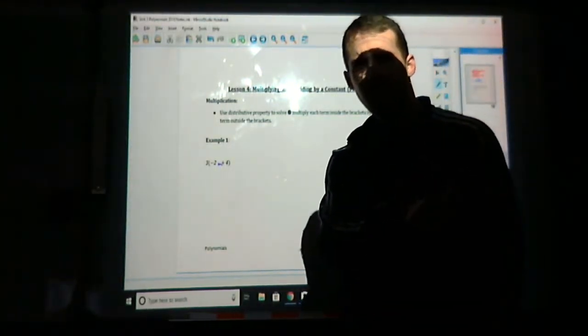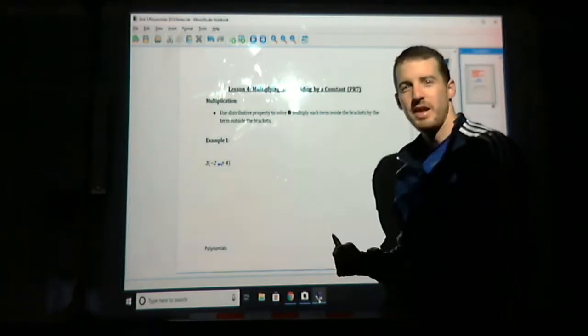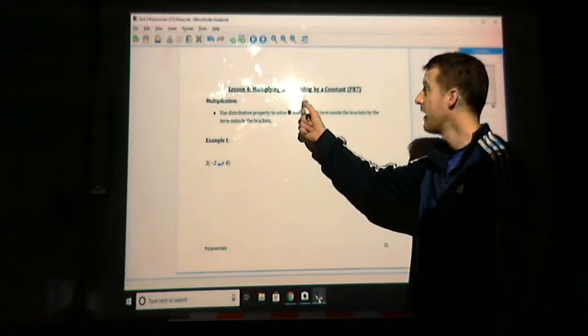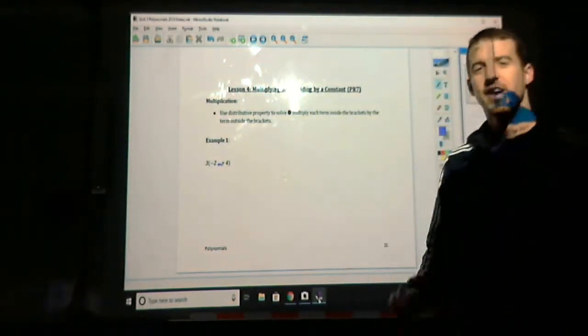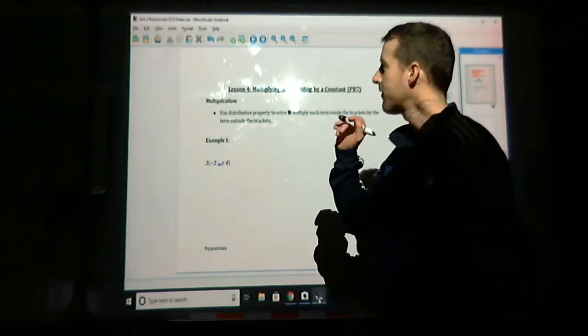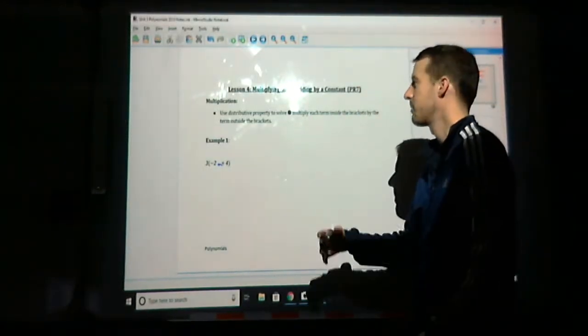Well, hello there. You made it just in time for lesson 4, where we're going to learn to multiply and divide by a constant. Fancy that. All right, let's get right into it, guys. First up, we're going to look at multiplication, then we're going to move into division.